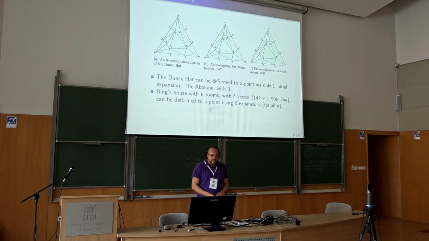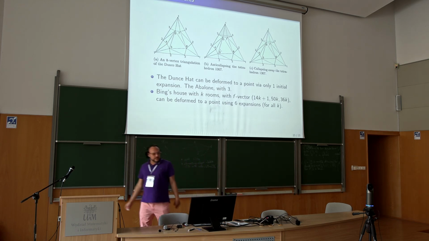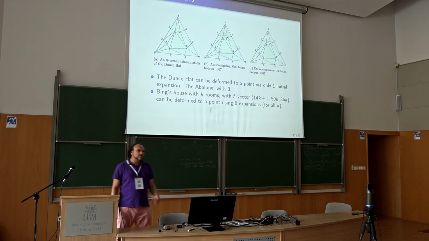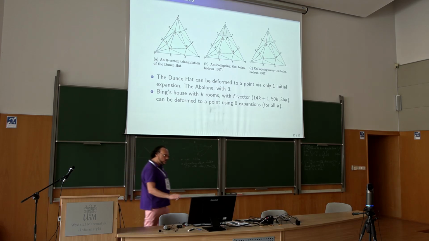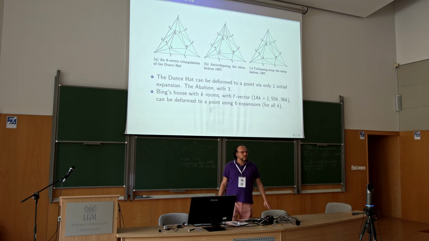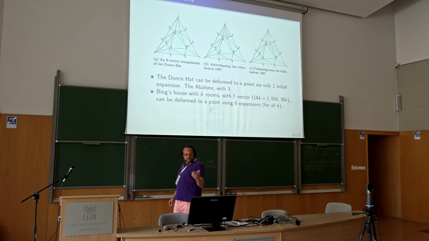So if you test the Abalone, you need 3 anti-collapses. If you test Bing's house with k rooms, that's the F vector. And it turns out that on this infinite family, we can prove that only 6 expansions are necessary. 6 cleverly chosen. If instead you use randomness, it is like stupidity. Random is a bad mathematical word to say stupidity. If you use randomness, it goes up with k. But if you're clever, no matter what k is, you only need 6. 6 anti-collapses show that Bing's house with k rooms, no matter what k is, is contractible.